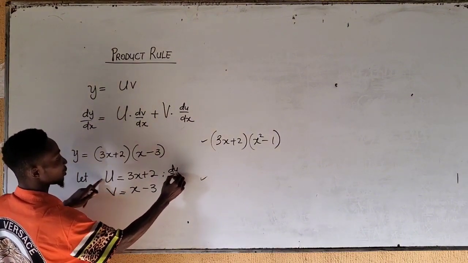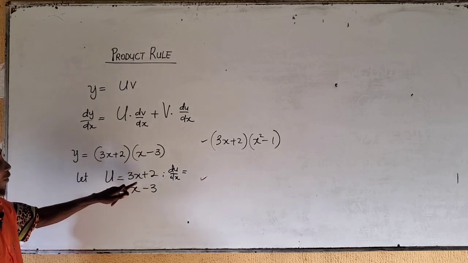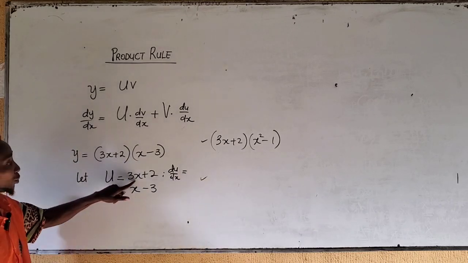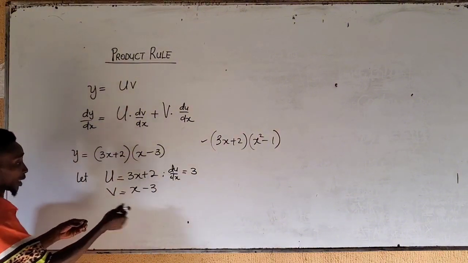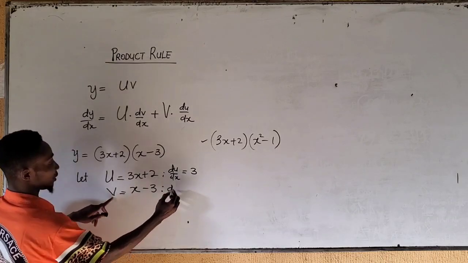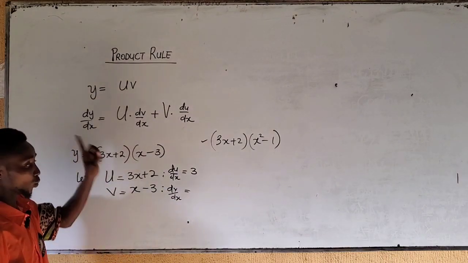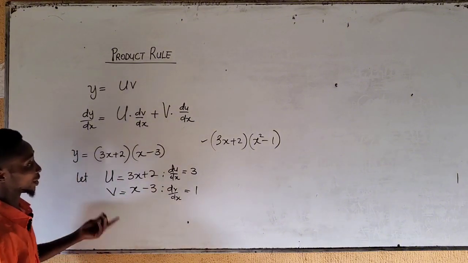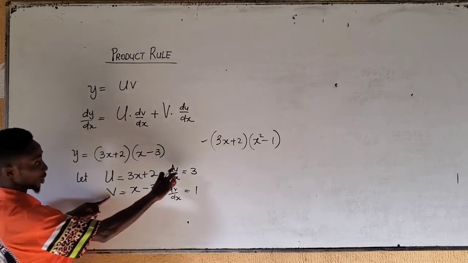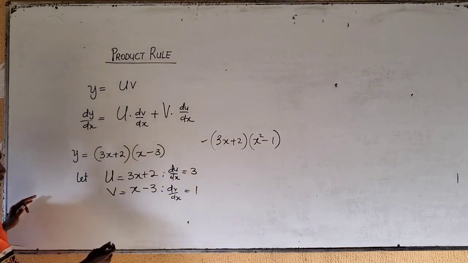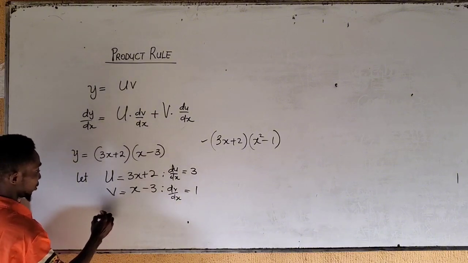Differentiate u with respect to x. If you differentiate 3x with our normal differentiation principle, this becomes 3. Differentiate 2, which is a constant, 0. Then let's differentiate v with respect to x. Differentiate x gives us 1, and differentiate 3, that is 0. So you've gotten u dv plus v du into the formula. So with that, you restate the formula down and you bring your figures.